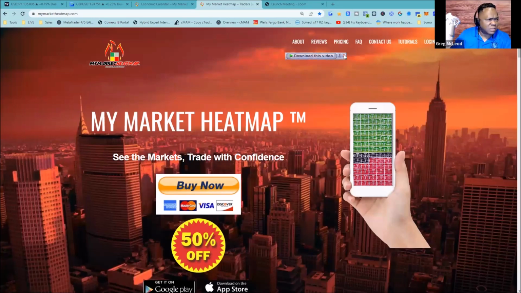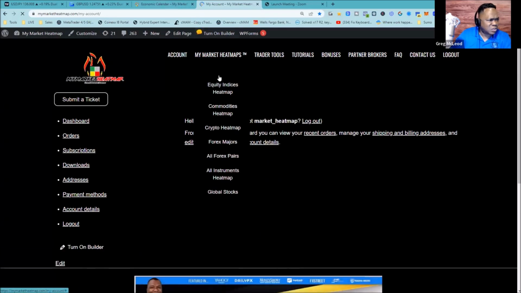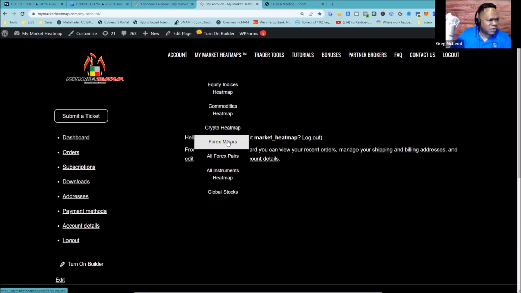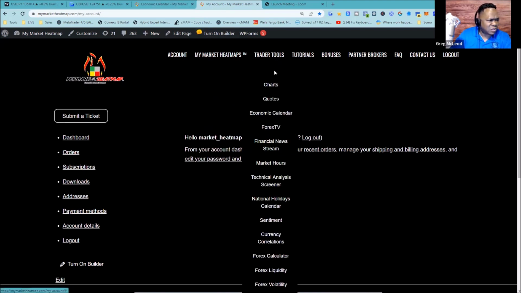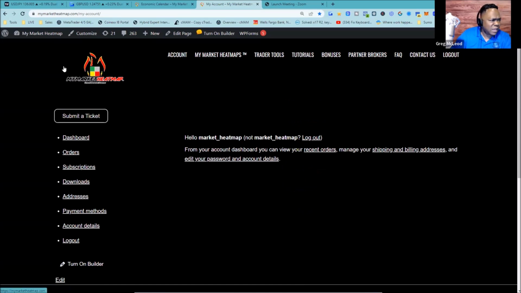All right. This is my market heat map. It's a range of currency pairs by percentage change. Tells me what's hopping, what's popping, what's dropping, what's not, and has a lot of great tools such as different heat maps for different currencies and indices, and also trading tools like charts, Forex TV, financial news stream, a technical screener, and Forex calculators, liquidity, volatility, and tutorials and videos to help you trade better.